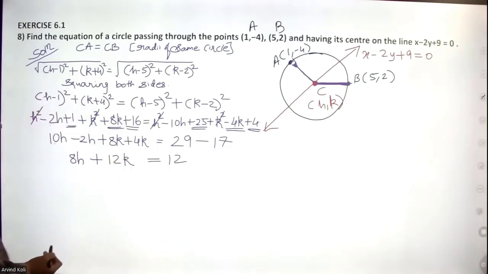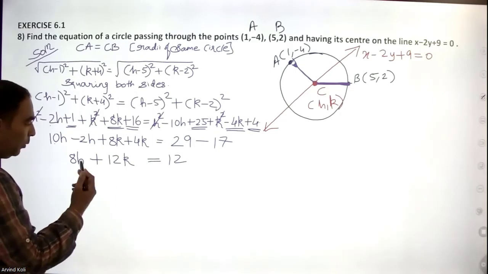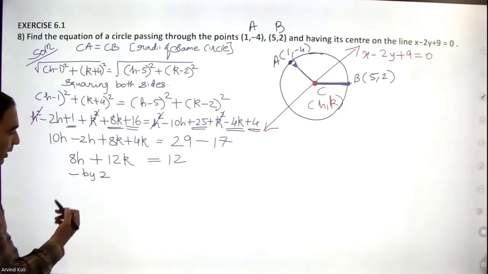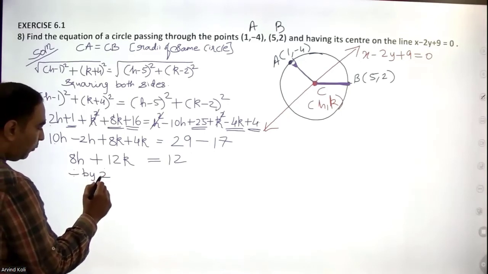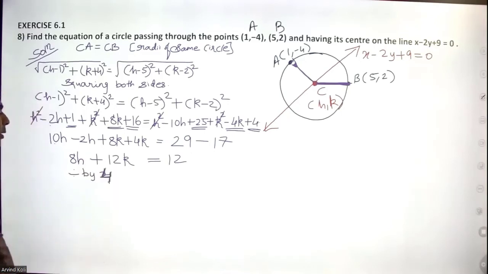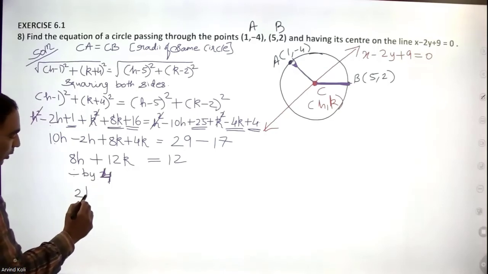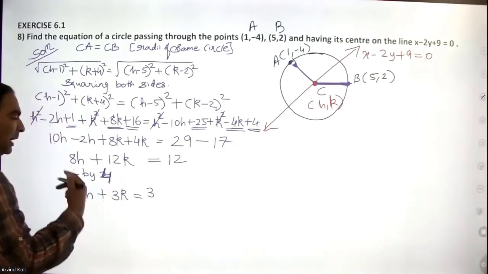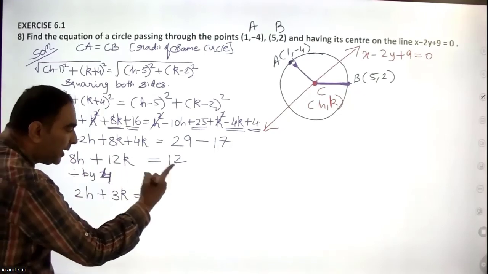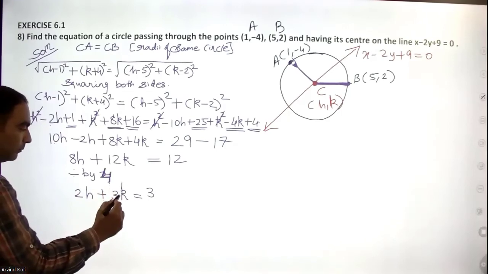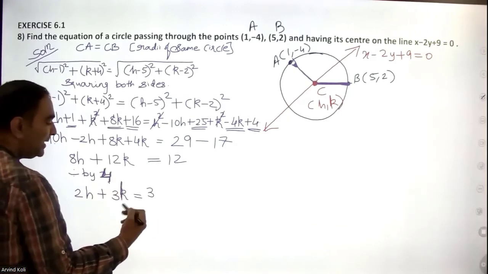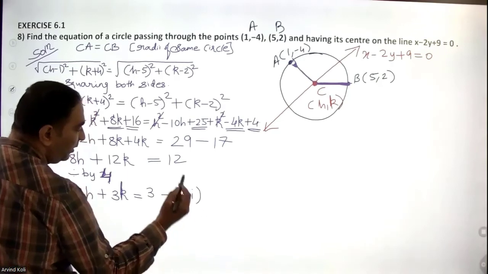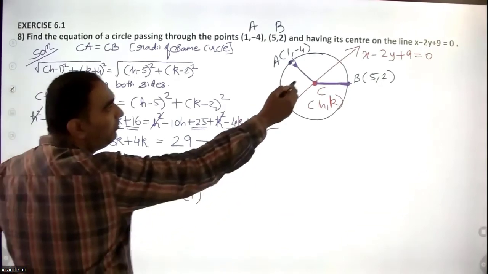Right? Now if you look carefully, every term here is a multiple of 2. So dividing throughout by 2, or rather 4 is better because all are multiples of 4, so let's make it 4. Dividing throughout by 4, this will become 2h plus 3k is equal to 3. Dividing throughout by 4: 4 2s are 8, 4 3s are 12, 4 3s are 12. So 2h plus 3k is equal to 3. This is our first equation.